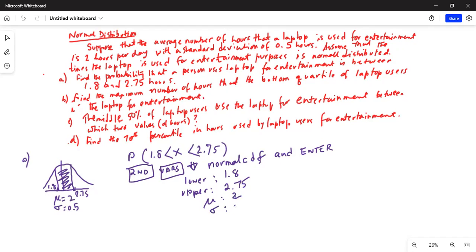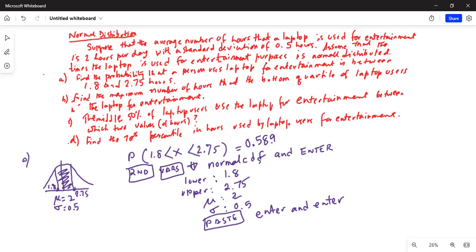and sigma is 0.5. You bring the cursor, the black rectangle, on paste, and whenever you are on paste, remember you have to hit enter twice. Enter and enter. So bring the cursor on paste, enter and enter. And the answer is 0.589, you might say. So there's a 58.9% probability that a laptop user will use the laptop for entertainment between 1.8 and 2.75. 58.9% probability.